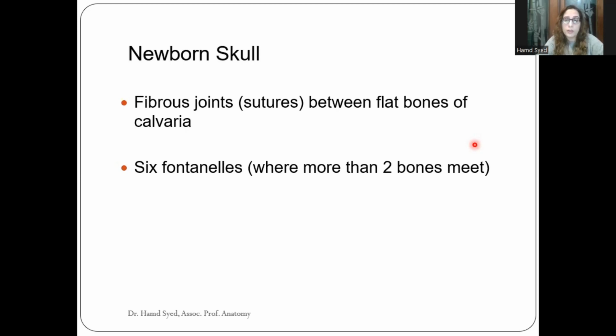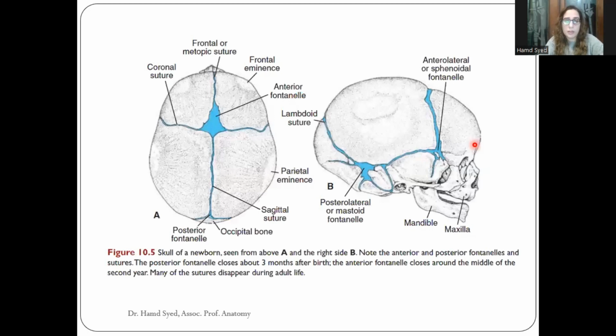Remember, the point where more than two bones meet is known as a fontanelle. There is a certain space over there, and that is a fontanelle, and we will look at that in the diagram in this slide. So here in diagram A is a superior view of the neurocranium, and in diagram B is the lateral view of the neurocranium, and the skull that we are now looking at is the skull of a baby. So let's look at this newborn skull.